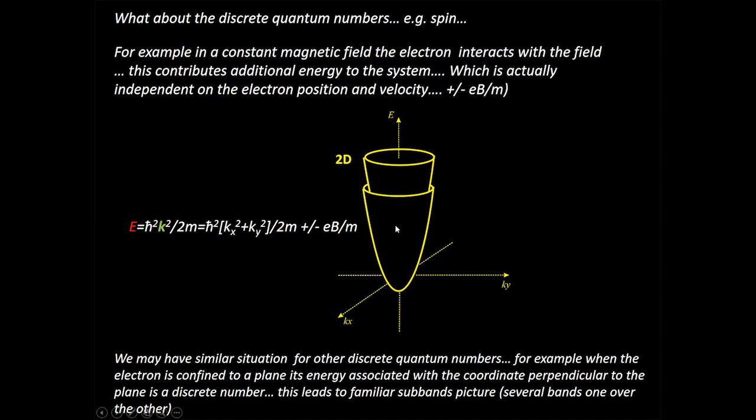So then you represent also the discrete numbers in the same formalism, let's say. And there are other discrete quantum numbers. For example, when the electron is confined to a thin layer, not a plane, then its energy associated with the coordinate perpendicular to the layer is a discrete number. This leads to the familiar sub-bands picture. So you have several bands, one over the other, just like here, but usually more than 2.